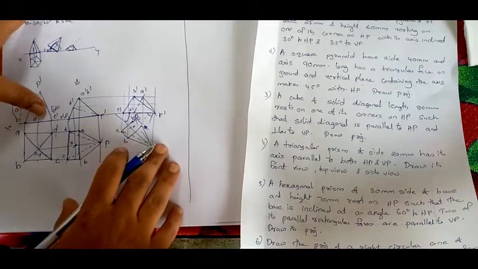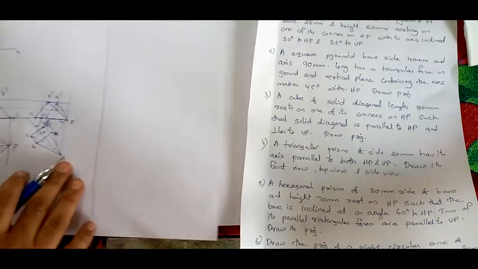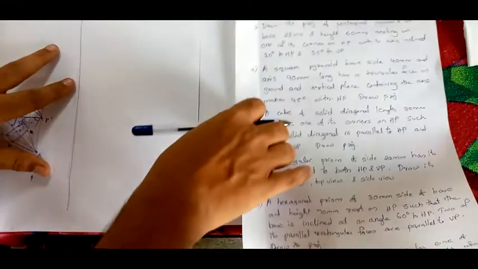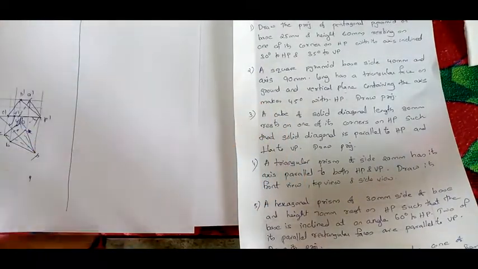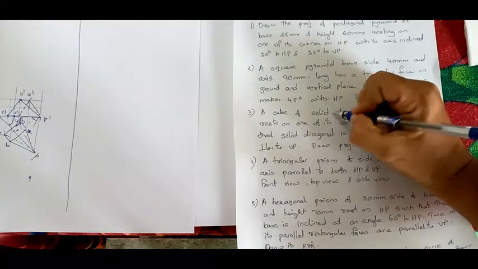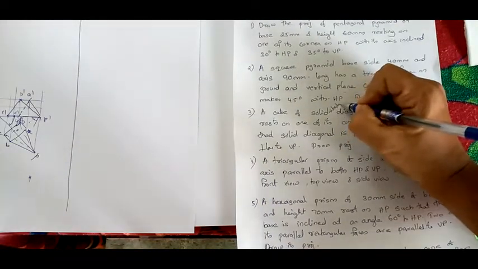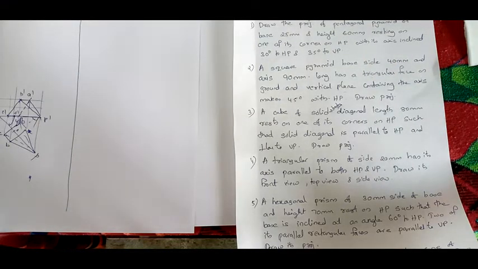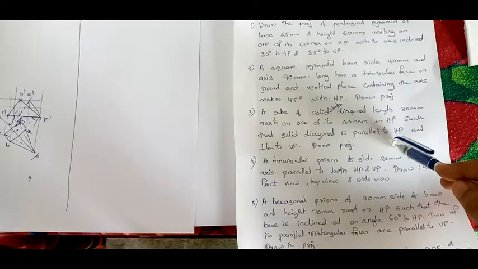Simple, right? Now we will move to the third question. The third question we have already seen: a cube of solid diagonal. Solid diagonal means it is your body diagonal of length 80 mm, resting on one of its corners on HP such that the body diagonal is parallel to HP and perpendicular to VP. They have included one more sentence, that it is parallel to HP, which I have already told you, right?